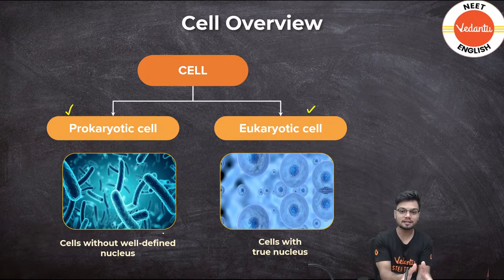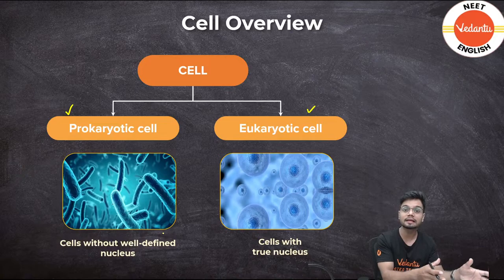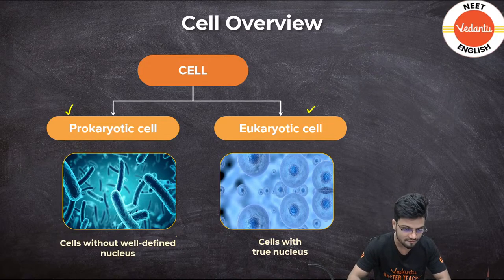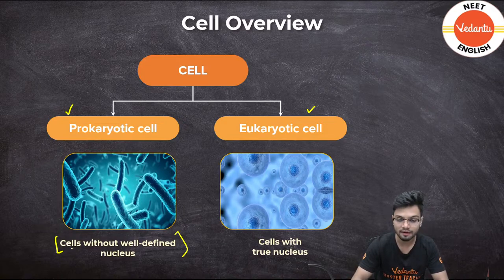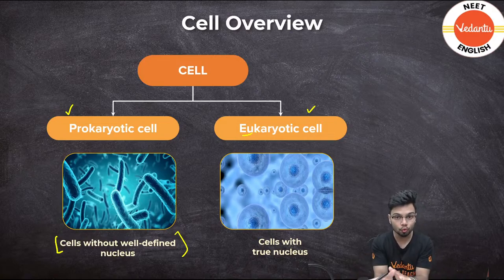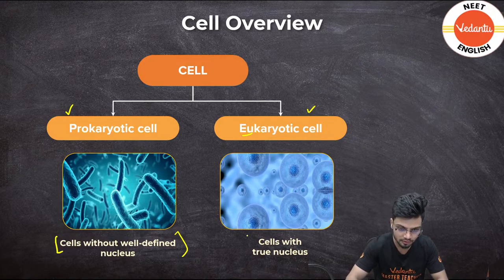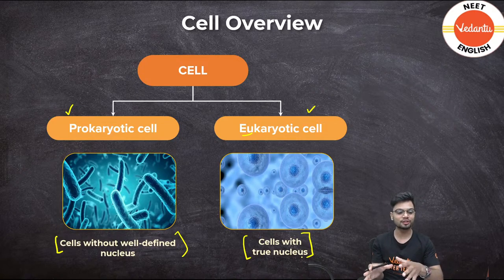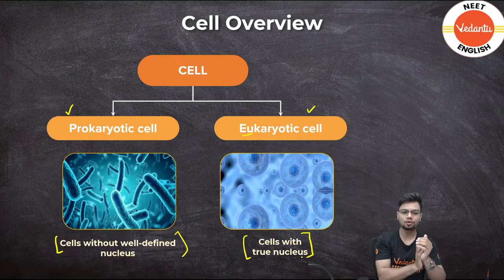The prokaryotic cells are the cells found in the kingdom Monera, that is, cells without a well-defined nucleus. They do not have a well-defined nucleus. Now, here eu means what? Eu means true. That is, cells with a true nucleus. Cells without a true nucleus are called prokaryotes.